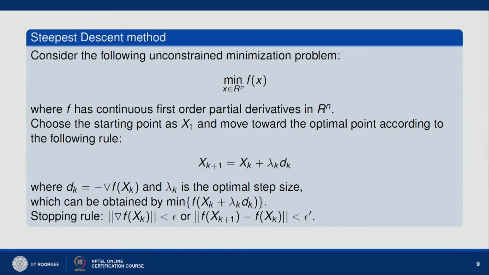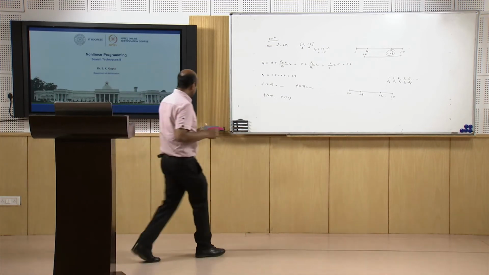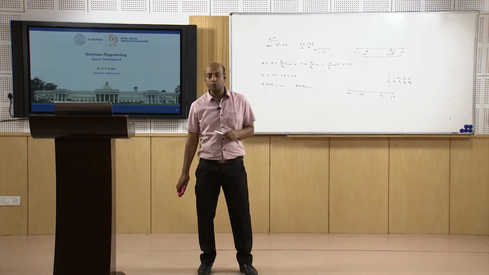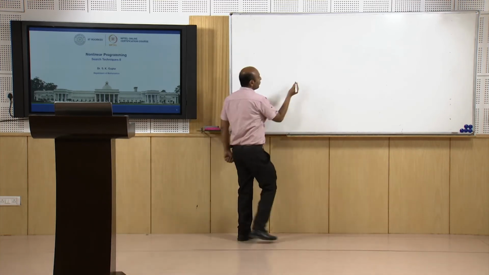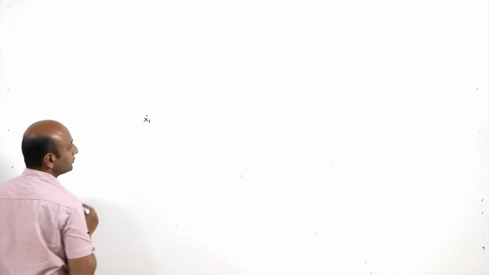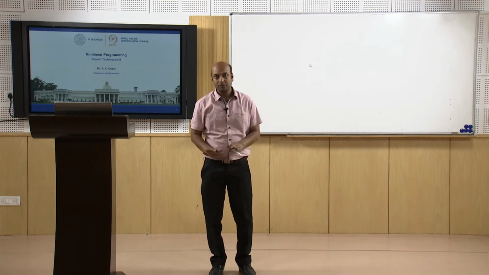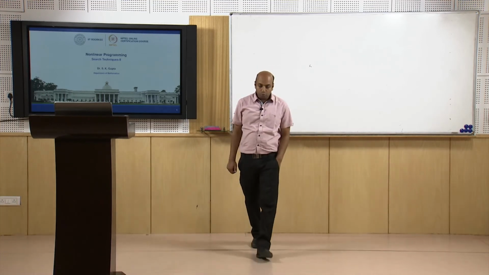Now, the next method is the steepest descent method. What is steepest descent? Suppose you have an unconstrained optimization problem which we want to minimize. As we have already discussed, there are two things involved in any search technique. One is the direction in which we should move, and the other is the optimal step size. Suppose you start with this initial point x1, and you want to find the optimal solution of the unconstrained problem.